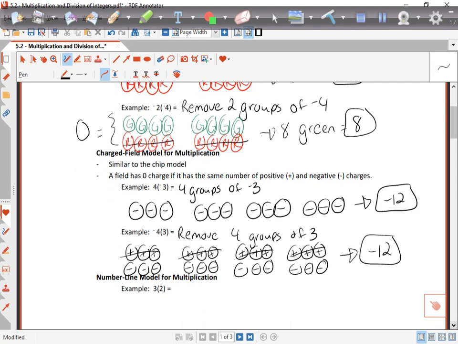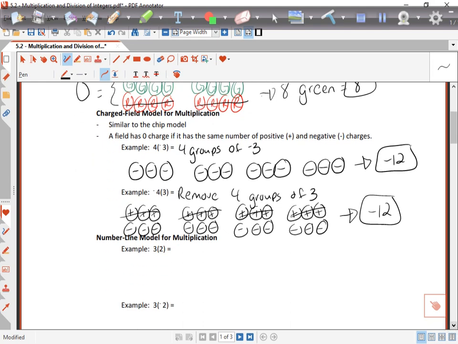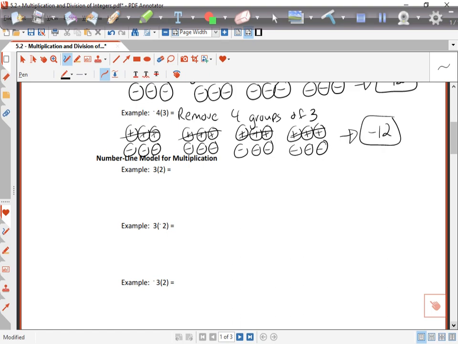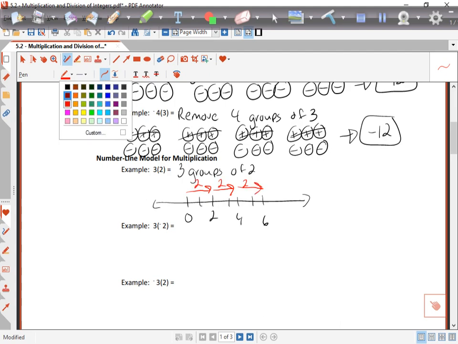On the number line model, you don't have to show the hiker when multiplying, but you're still going to write it out in words. So 3 times 2 would be 3 groups of 2. On your number line, you still are going to start from 0. You can show 3 groups of 2. Make sure you label them. Label above the arrows. And our answer on this one is 6.